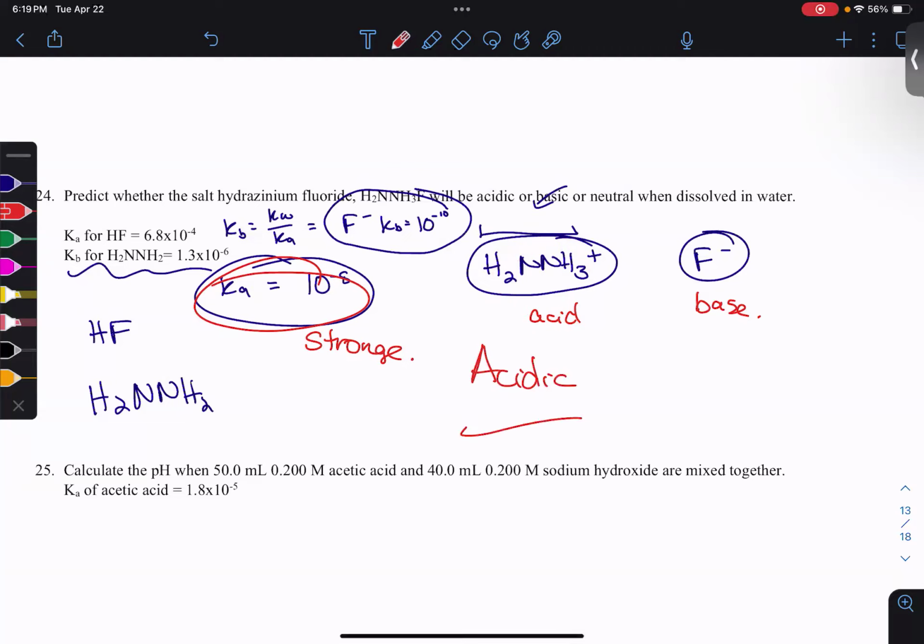Acidic. Cool? And the reason we have to do this is because both components are acidic and basic. So if I said, is NaF acidic or basic, what would you say? Basic. What makes it basic? F minus. What about Na? It's neutral, so we can ignore it. But in the salt we're looking at, you can't ignore them, so you actually have to look at both of them. Okay, cool.